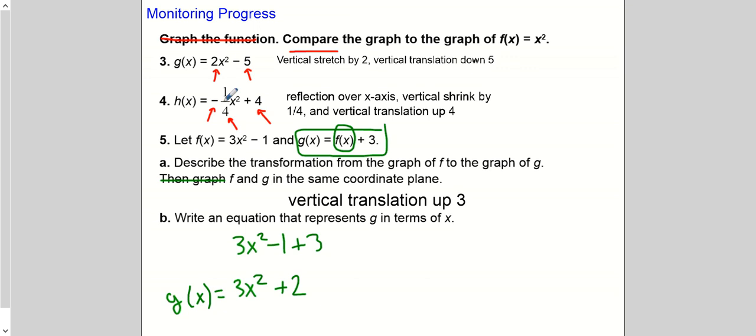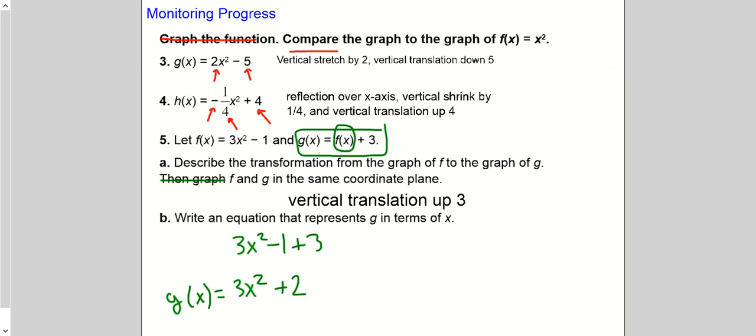Okay, multiplying by a number gives you a vertical stretch or shrink. When you multiply x squared by a number, if you add or subtract a number, that is a vertical translation, up or down. If we multiply x squared by a negative, that gives us a reflection over the x-axis. That's the only one of those we saw today, but we had some of those in a previous lesson.